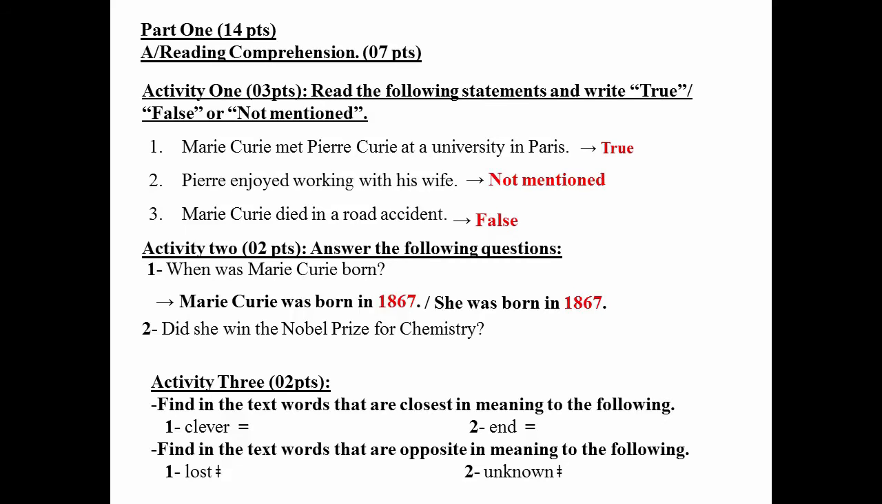So the subject change, you can say Marie Curie, and you can say she. And yes, good, in 1867, simply all possible answers. Some of you may write 1867. So they are all the correct answers. We move to the second question.